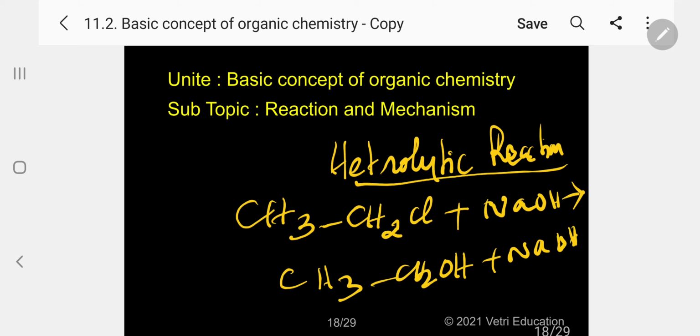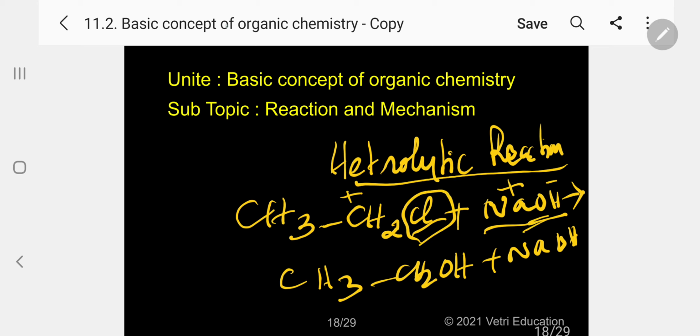So why am I giving this to introduce heterolytic? What will happen? This strong base will be converted into Na+ plus OH minus. Na+ is an electrophile, OH minus is a nucleophile. Again in the same way, Cl minus is a nucleophile, CH3CH2+ is an electrophile. So here a nucleophilic substitution reaction is taking place.